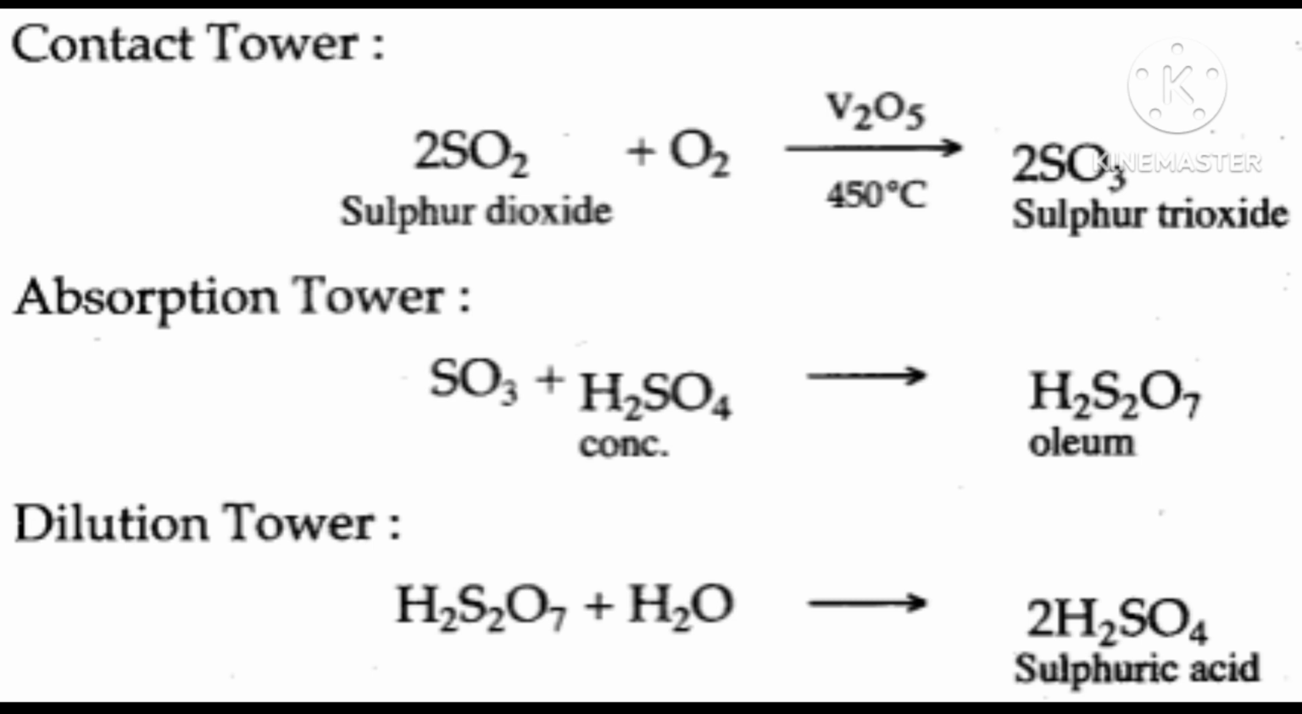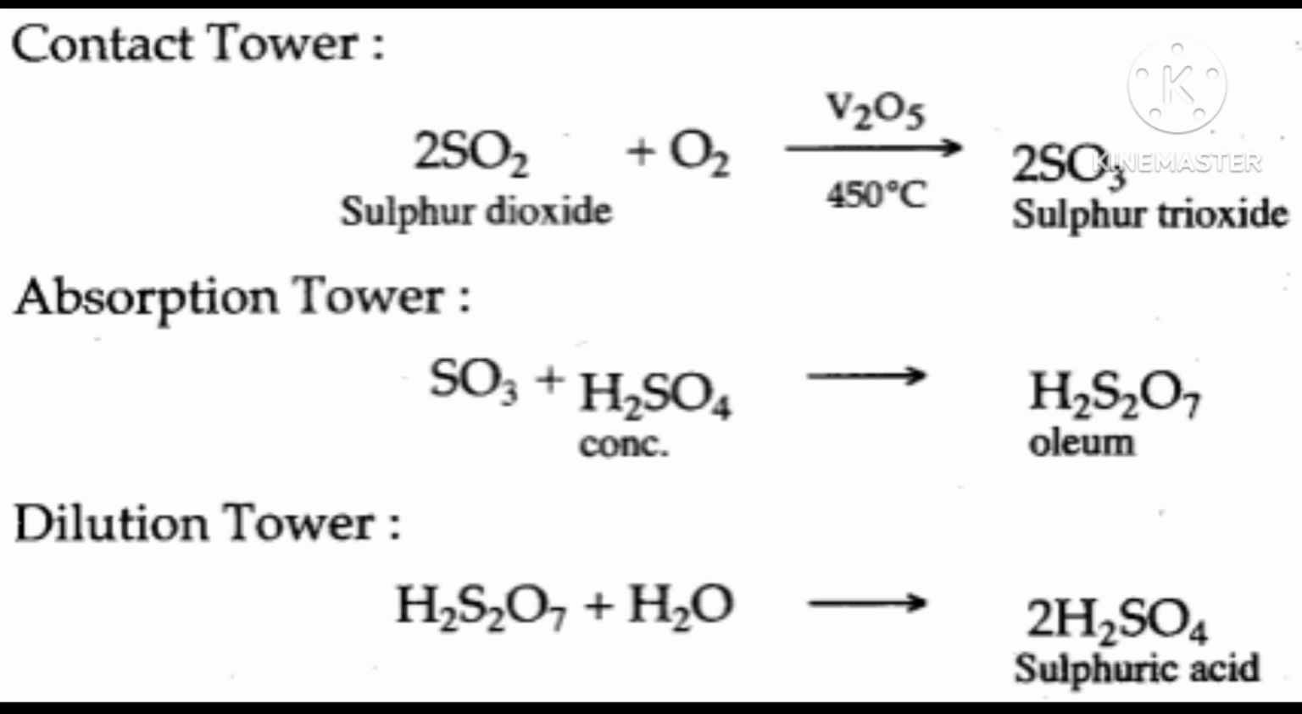Then now you have got pure SO2. Before sending it on, you have to heat it. A preheater will be there. There you will heat it and send it to the next tower, that is called the catalytic converter. In that, V2O5 will be there.